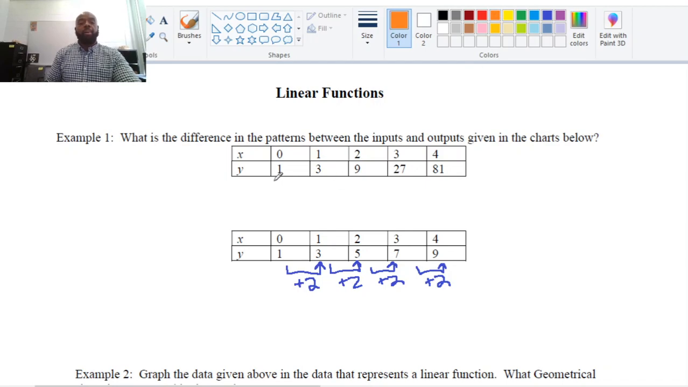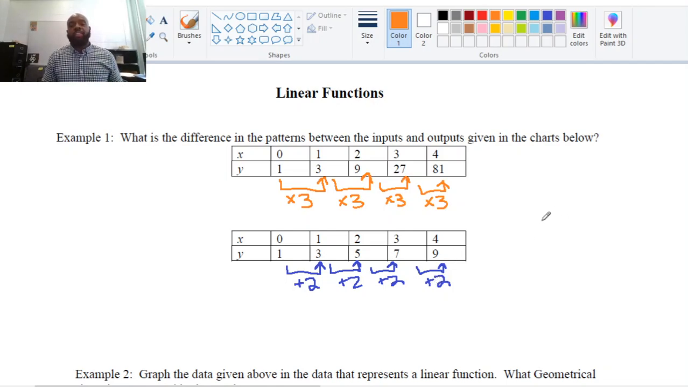In the table above, there's actually a product or a multiplication times 3. 1 times 3 is 3. 3 times 3 is 9. 9 times 3 is 27. 27 times 3 is 81. And so here our y values are multiplied by 3 each time, but in our table below, our y values from one to the next successively change by an addition of 2.